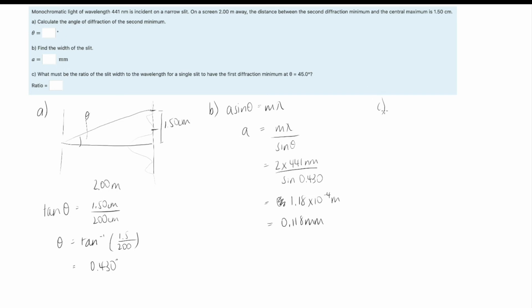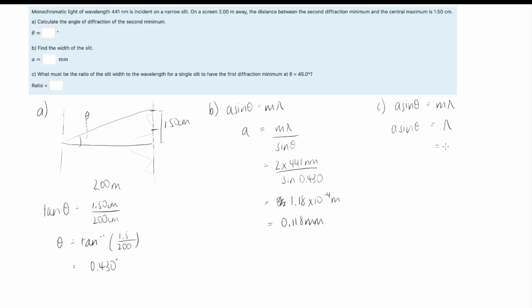Part C. What must be the ratio of the slit width to the wavelength for a single slit to have the first diffraction minimum at 45 degrees? Okay, so we're going to be using this equation again, a sin theta equals m lambda. It's for our first diffraction minimum, so that means that m equals 1.